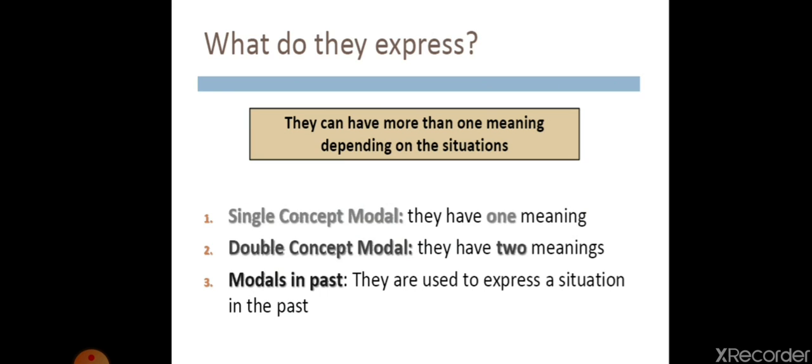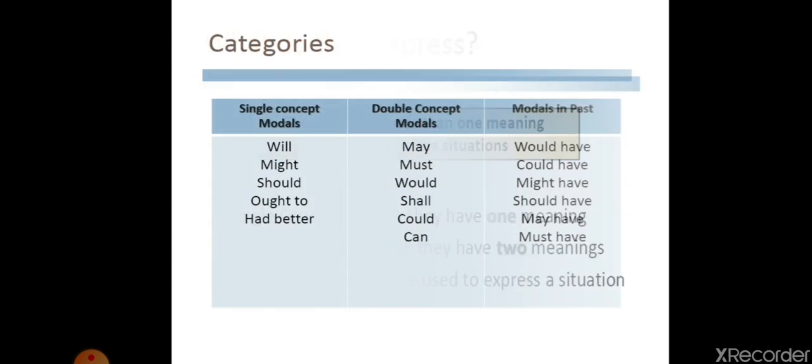Now, what do modals express? Modals can have more than one meaning depending on the situation. On this basis, we have divided modals into three categories. One is single concept modals. Single concept means one meaning. Double concept modals have two meanings, and modals in the past are used to express a situation in the past.